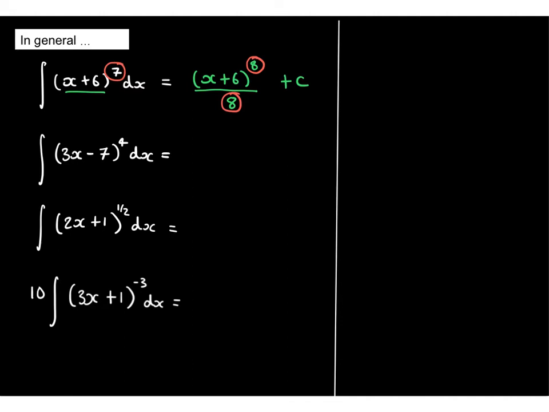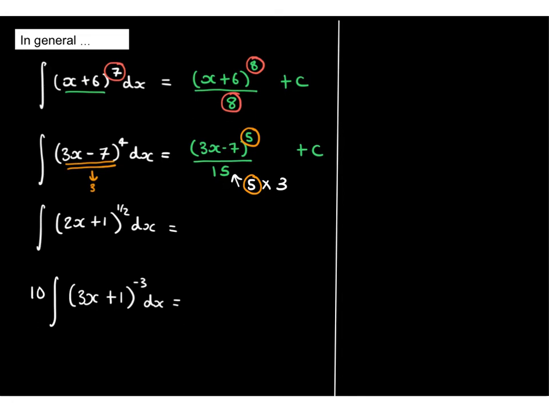Now the second question was a little bit more complex. 3x minus 7 to the power of 4 was being integrated, and it became 3x minus 7 to the power of 5, but the final answer was over 15. Now, what we need to remember is that 15 is the same as 5 times 3. So yes, we have divided by this new power of 5, but we've also divided by the derivative of the innermost function, which is, of course, 3. So we've divided by the 5 and we've divided by the 3. Now, does that happen on the next example?